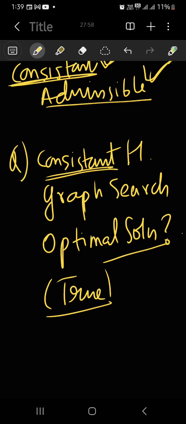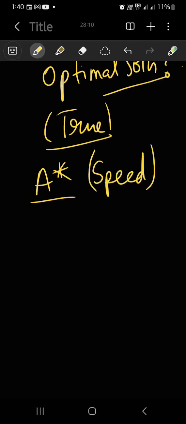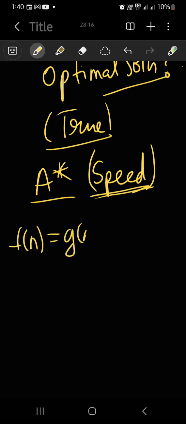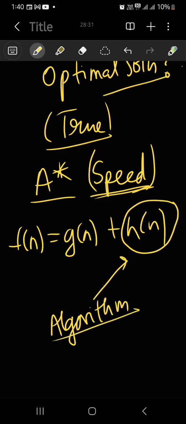Now see one thing. In the A star search algorithm, if I ask you on which factor the speed of A star depends, first we need to see the evaluation function, which is f(n) = g(n) + h(n). So the speed of A star is dependent on which algorithm you are using for h(n). And h(n) is basically your estimated distance from the source vertex to the goal vertex.